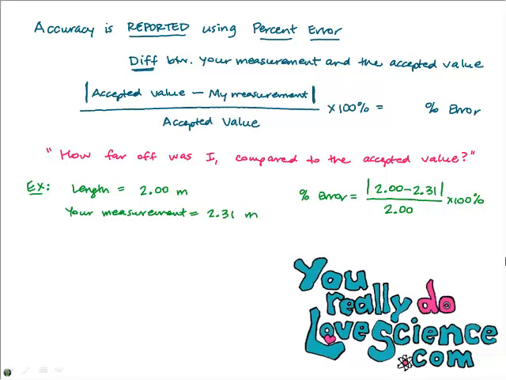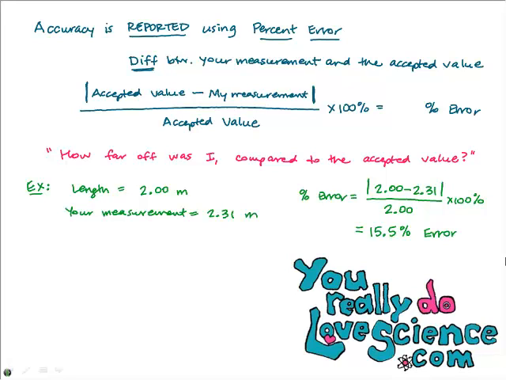So you end up with 15.5% error, and you go ahead and write the word error after the symbol for percent. So 15.5% error in a lab is actually not very good. You want to try to be under 10% error to feel good about your lab results. So you see how percent error shows how far off you were from the accepted value?